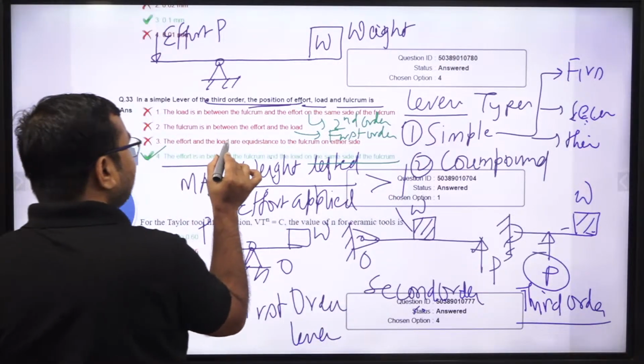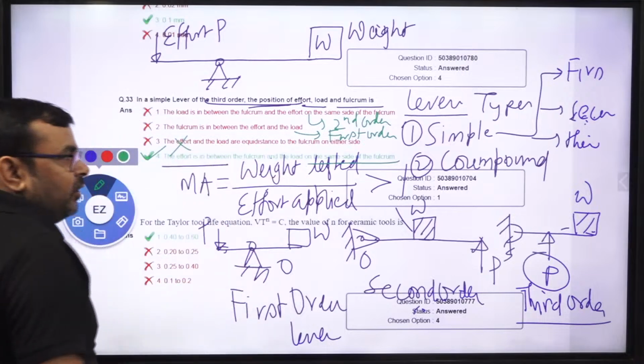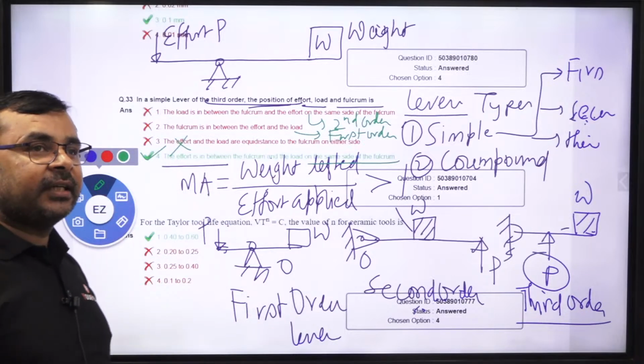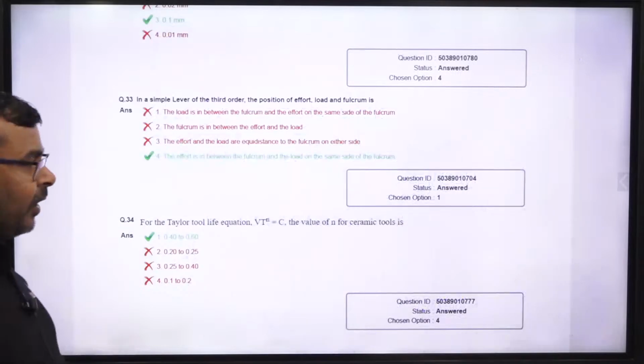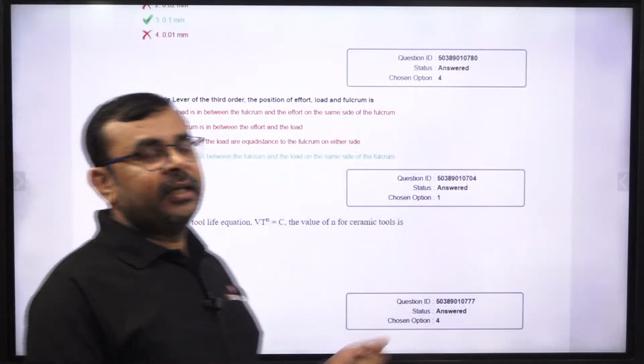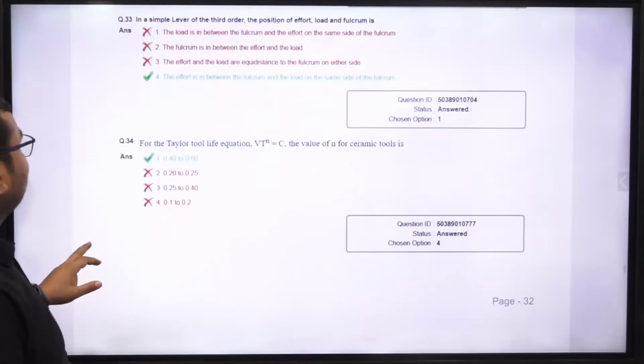The effort and the load are equidistant to the fulcrum. This is neither first nor second order, yes or no? Is it clear? So the correct answer is option 4. So I hope you will understand a little bit about the lever. Yes or no? Okay, so let's see another question.